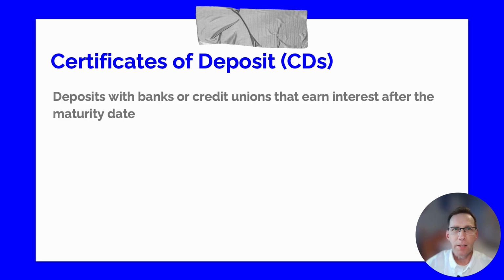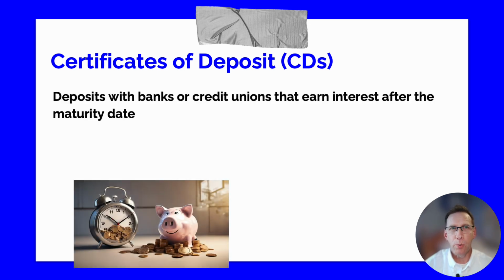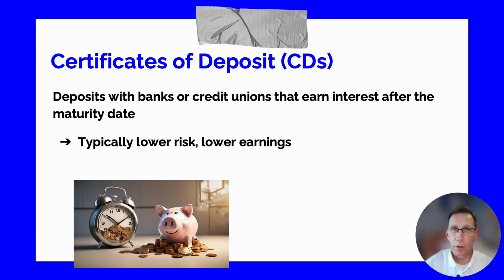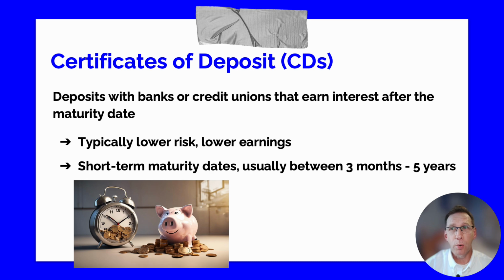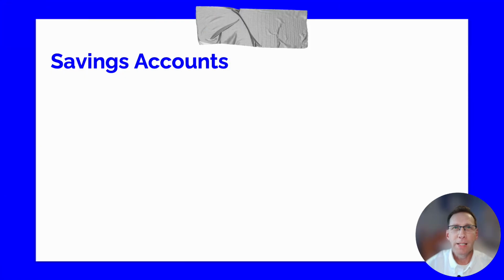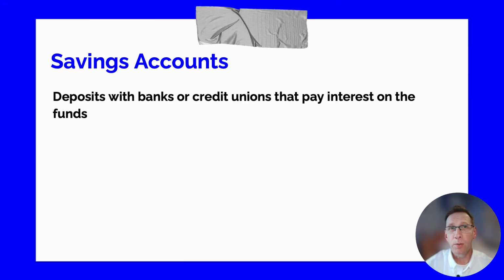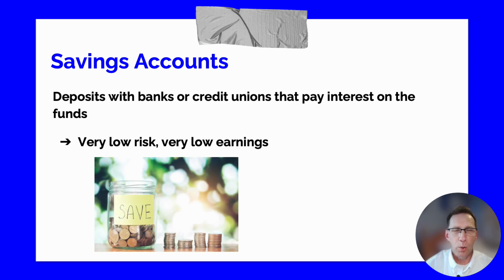Certificates of deposit are deposits with banks or credit unions that earn interest after the maturity date. Typically, they're lower risk, but you also have lower earnings. They often have short-term maturity dates, usually between 3 months to 5 years, not longer than that. Savings accounts are deposits with banks or credit unions that pay interest on the funds. Usually, they're very low risk, but also very low earnings.